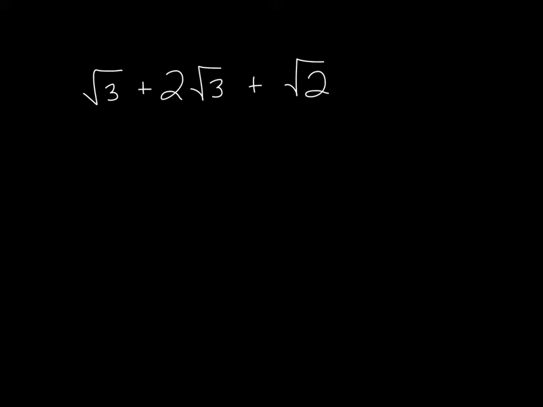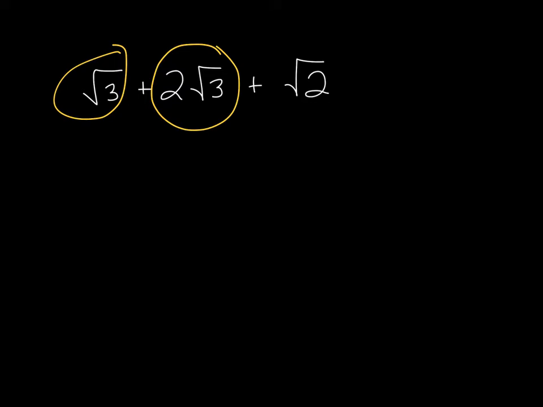Okay, we can only add and subtract terms that are like. So with radicals, that means the radicand and the index both need to be the same. Looking at this example here, we see that we have a radical 3 and a radical 3 there. Those are considered like terms.